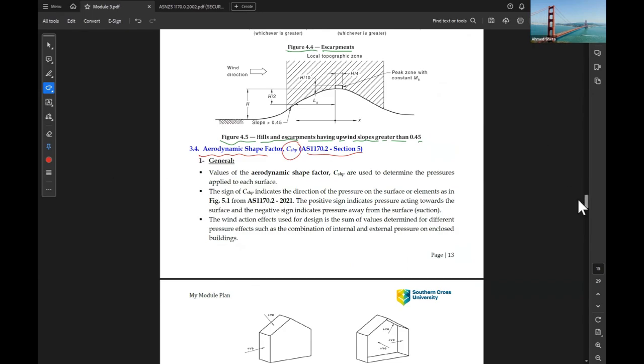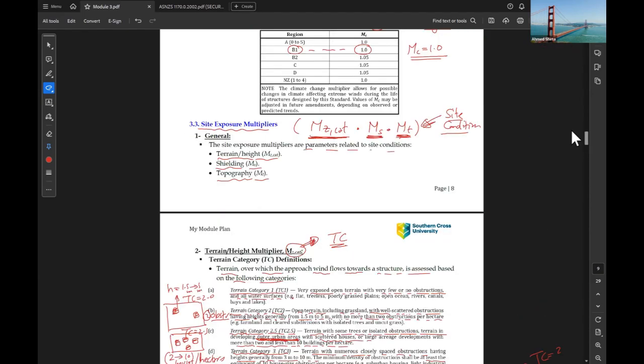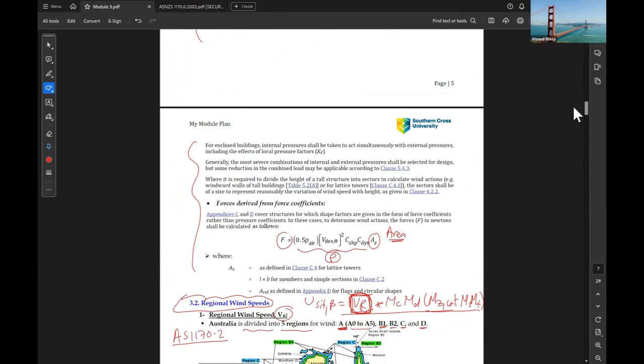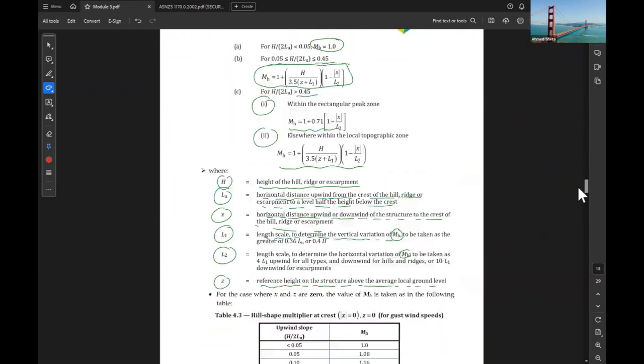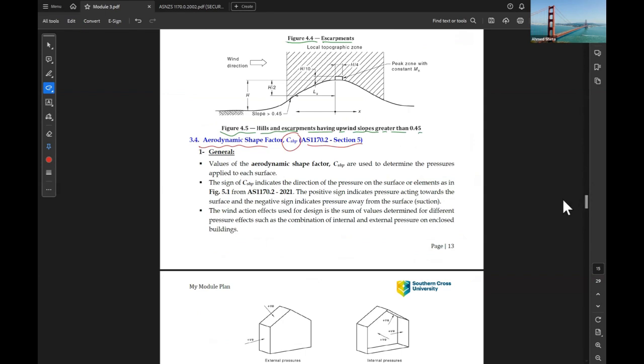So if we refer back to the wind pressure formula here, to find the pressure, we already know rho air, and now we have V design, so we still need to find C shape and C dynamic. C dynamic we can already assume as 1 because it is not a dynamic structure. If it is a dynamic structure or exposed to dynamic loads, you can determine that using section 6. But the main parameter we need to determine now is the C shape factor.